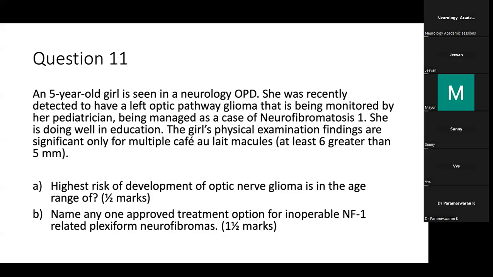The questions are: the highest risk of development of optic nerve glioma in this condition is seen in the age range of? And the second question is to name any one approved treatment option for an inoperable neurofibromatosis 1 related plexiform neurofibromas.